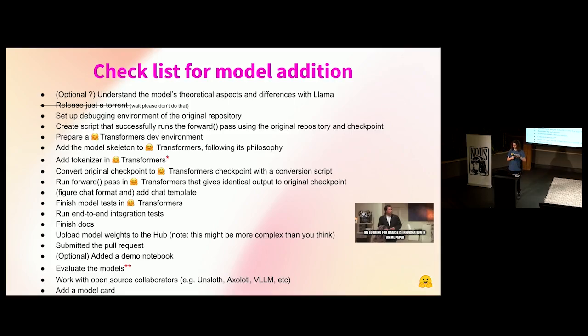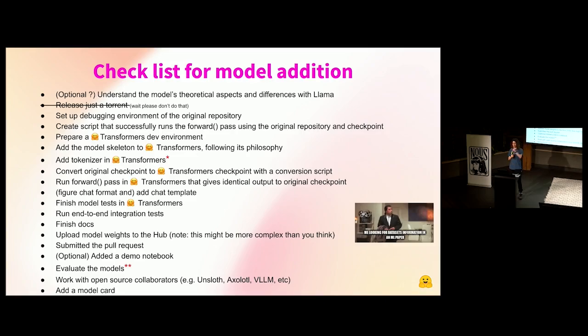So this is kind of a somewhat internal list of how to add a new model. First of all, you go and you understand what's the model architecture. Most of the models are pretty much Llama-like. So if you want to add a new text generation model, usually it's a very similar architecture to Llama with some adaptations. Then you need to set up a debugging environment of the original library. So let's say Meta has their own library to run inference with Llama. You need to set up an environment with that. You need to run their model.